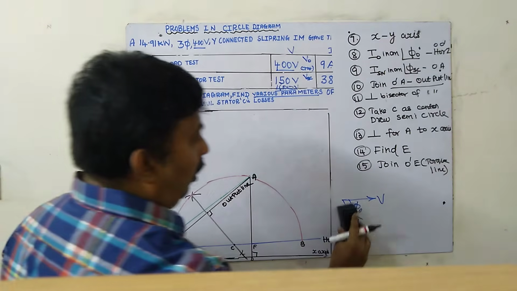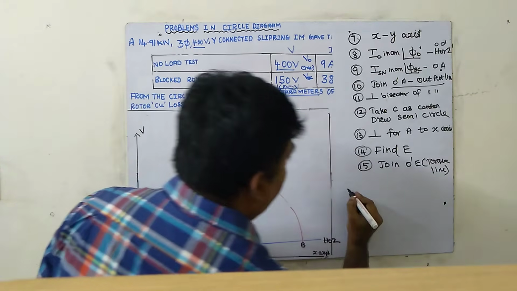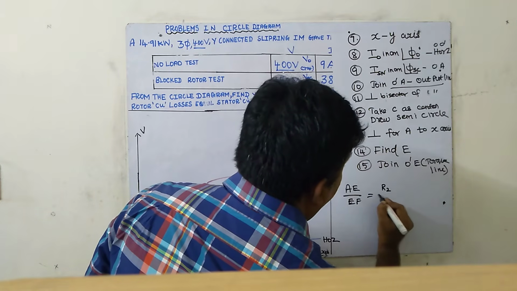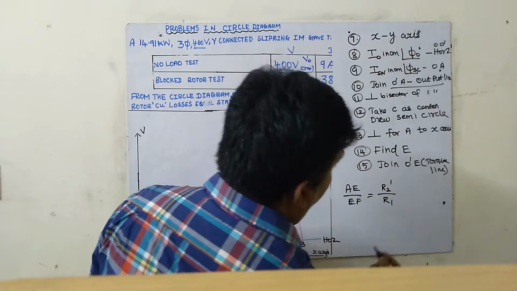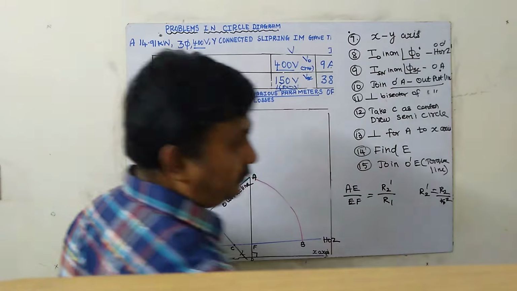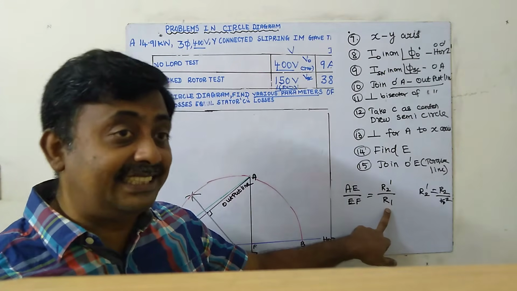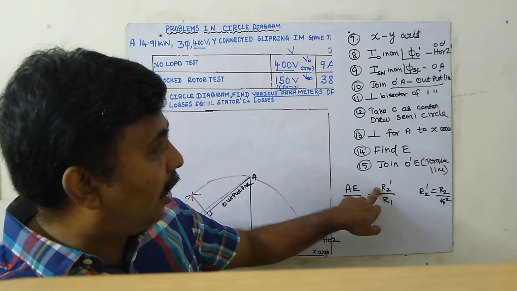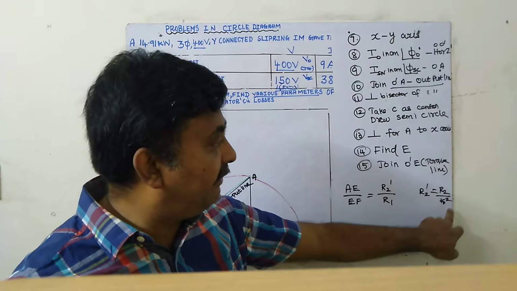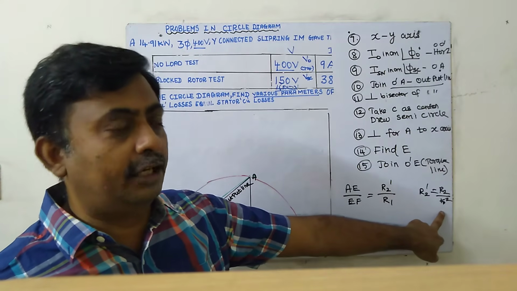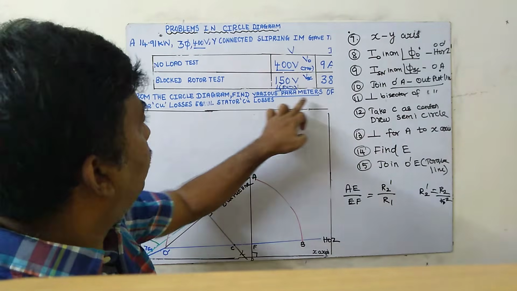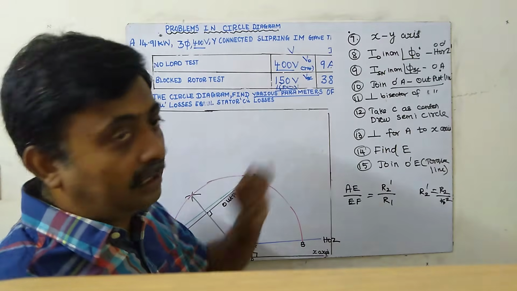How to segregate? Normally AE by EF equals R2 dash divided by R1, where R2 dash equals R2 divided by K square. R1 is the stator resistance per phase. R2 dash is the rotor resistance per phase referred to stator, that is rotor resistance divided by K square. K equals the transformer ratio, V2 by V1 or I1 by I2. But normally they will give, from the circle, that rotor copper losses equal stator copper losses at standstill.